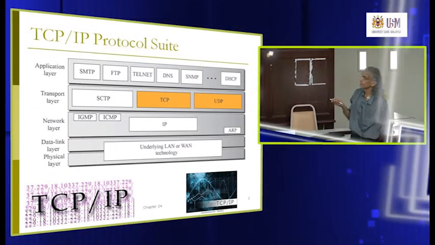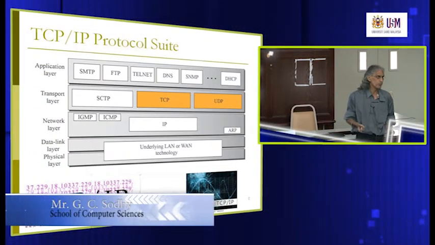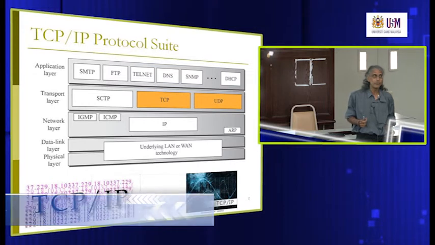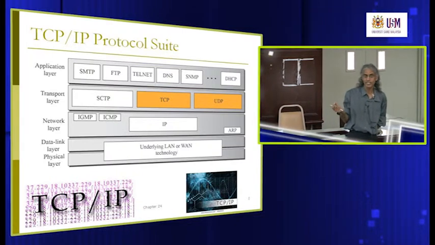Implemented in the transport layer: UDP, TCP and SCTP, the Stream Control Transmission Protocol. Anyway, we're not covering SCTP. We're covering the two important ones, UDP and TCP. These two protocols ensure that your data gets transferred reliably, correctly, without errors from one machine to another machine, from one transport layer to the other transport layer on the other side.